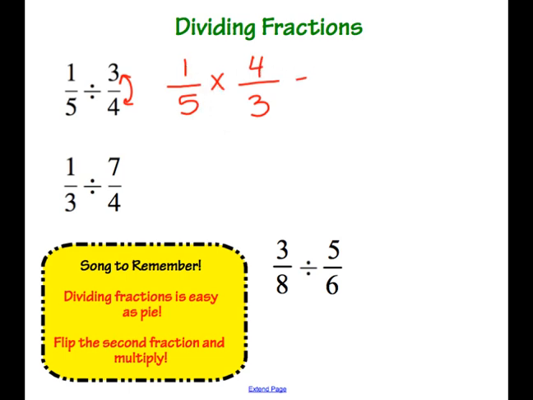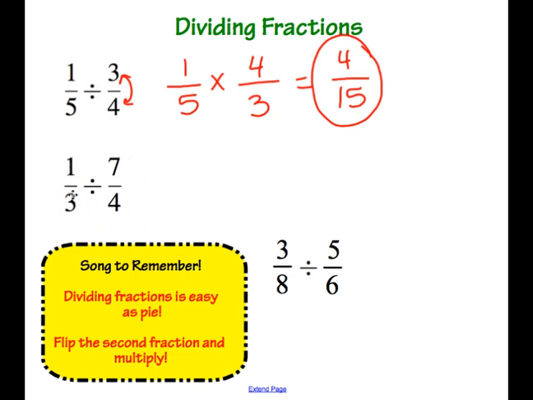Multiply the numerators. 1 times 4 is 4. And multiply our denominators. 5 times 3 is 15. And reduce if needed, but 4/15 is in simplest form. Let's try it again for our second example.